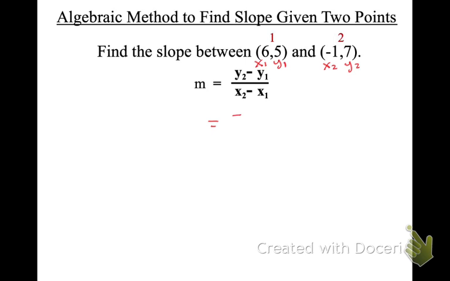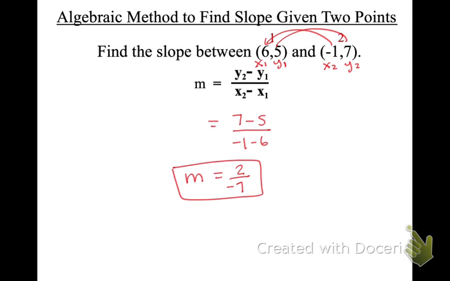So now I'm doing 7 minus 5, right, over negative 1 minus 6. And we get 2 over negative 7. M equals, I don't know why they call it M, some French word, maybe mountain, maybe, but M represents slope, the steepness of the line.